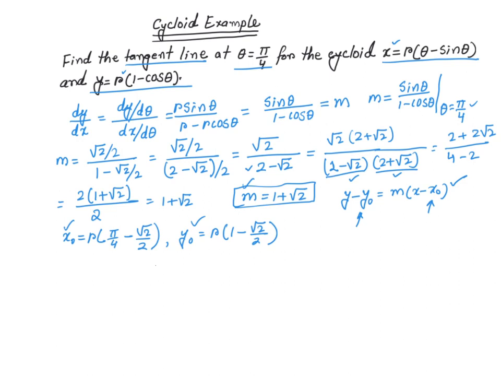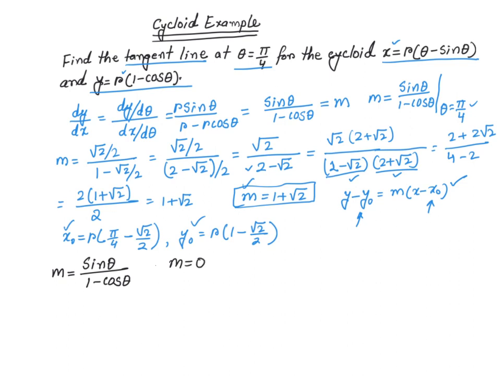Now I'm going to talk about horizontal and vertical slopes. So my formula for slope is m is equal to sine of theta divided by 1 minus cosine of theta. Now remember, your slope is going to be horizontal when the value of m is equal to 0.